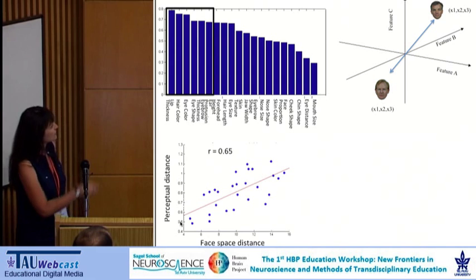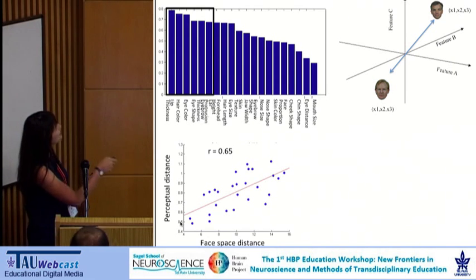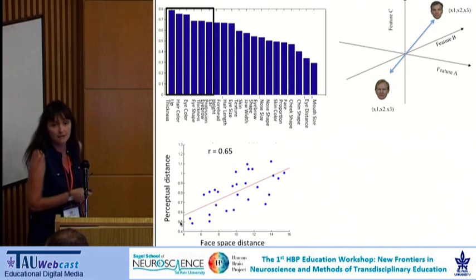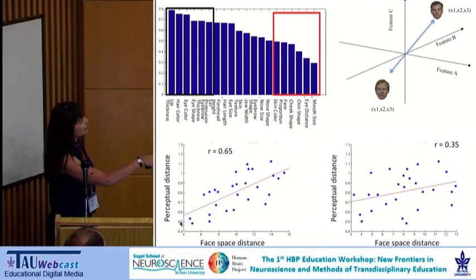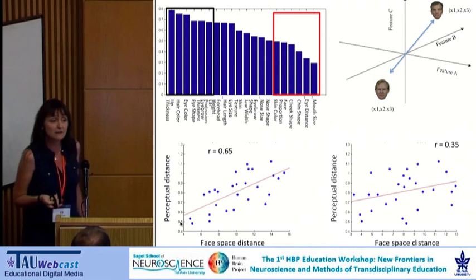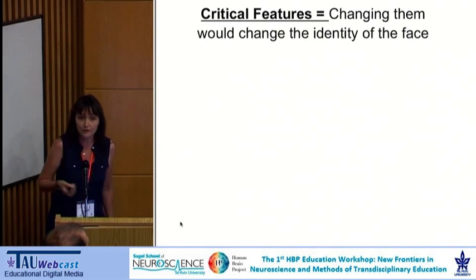And what we found is that we get exactly the same correlation as we got for the 20 features. So if you put a weight of 1 on these and a weight of 0 on these, we actually get the same correlation that we get with all 20 features. If we use these over here, we get much lower correlation. So this gives us a hint of what should be the critical features that are important for identification.